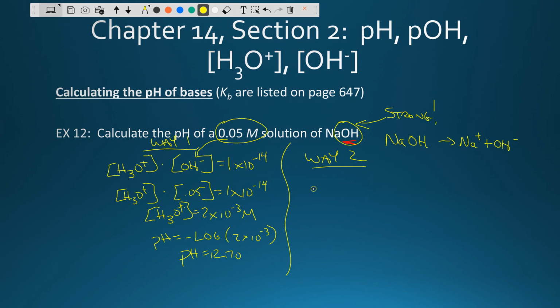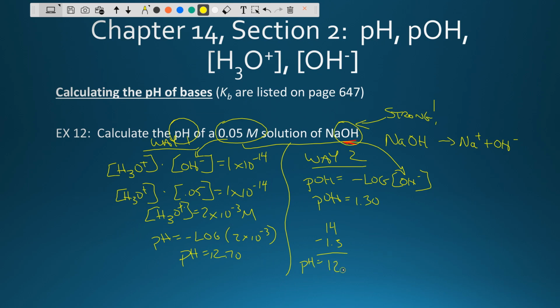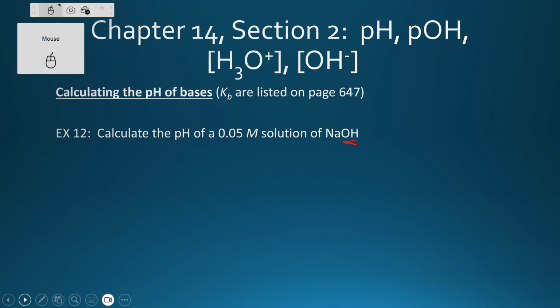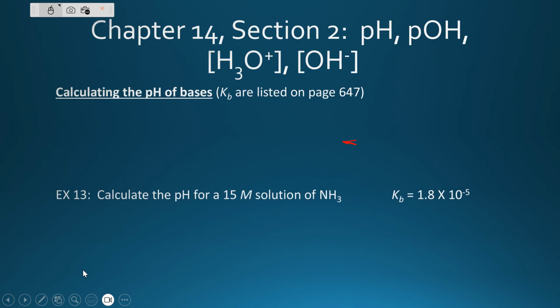simpler. If I see my pOH equals the negative log of my hydroxide concentration, well, I know my hydroxide concentration, and so my pOH ends up being 1.3. Now I'm not done because they were asking for pH. So 14 minus 1.3 will give me my pH of 12.70. So it's the same either direction with that. Now that's for a strong base. Let's take a look now at a weak base.